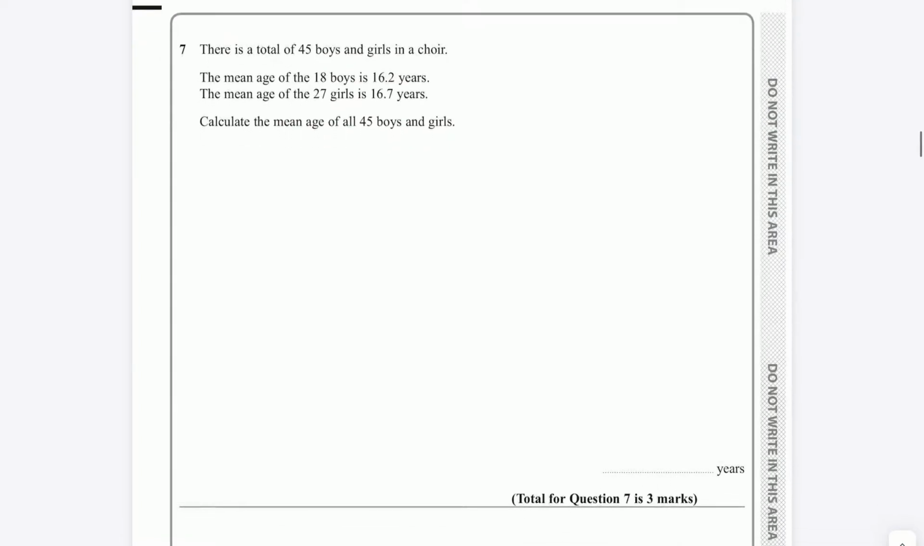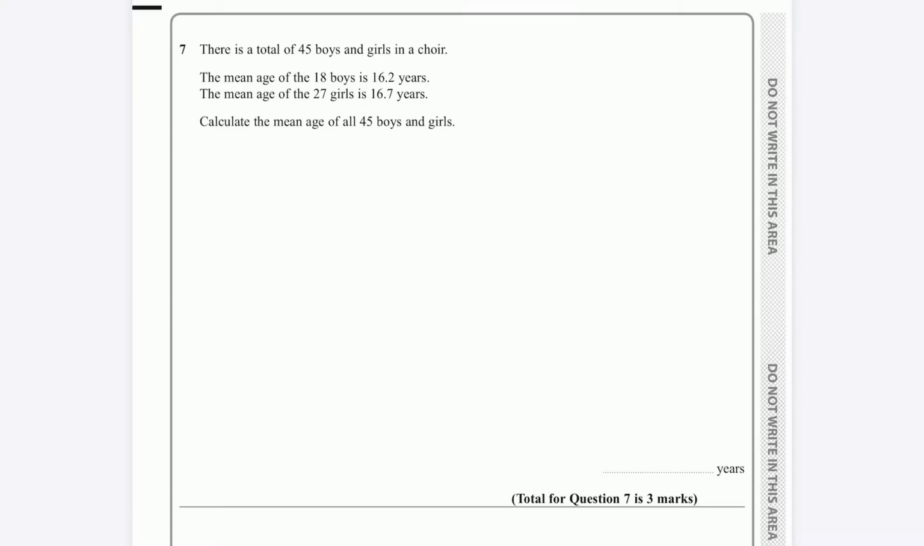So just take a bit of care there. So moving on to question 7. So there are a total of 45 boys and girls. The mean age of 18 boys is 16.2 years. The mean age of 27 girls is 16.7 years. Calculate the mean age of all 45 boys and girls.